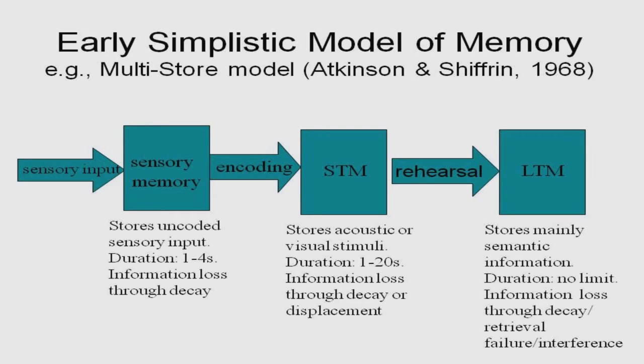So in the information processing era, researchers organised or arranged all these different stores into a very simplistic model of memory. The most memorable one of these is the multi-store model by Atkinson and Shiffrin. And there are a few features. You can see the stores are arranged in a particular order, and information flows through the different stores in a fixed sequence and in one direction. Each of the stores is different in terms of its duration, its capacity, and also the way that it encodes the information.